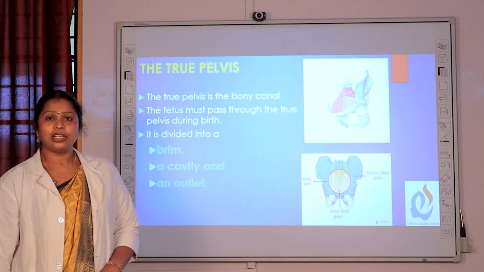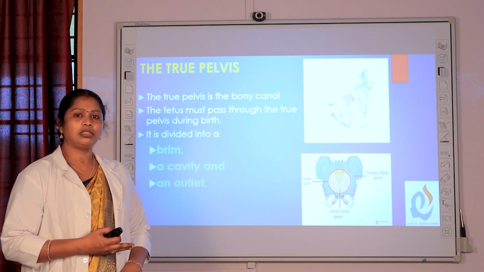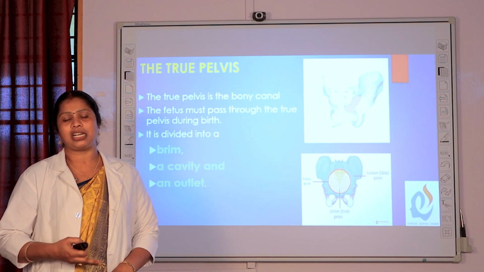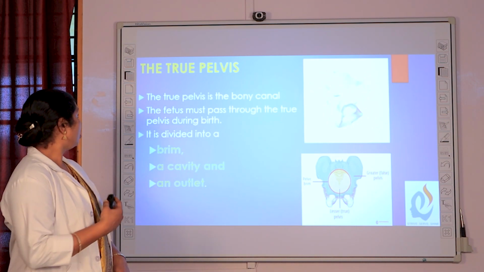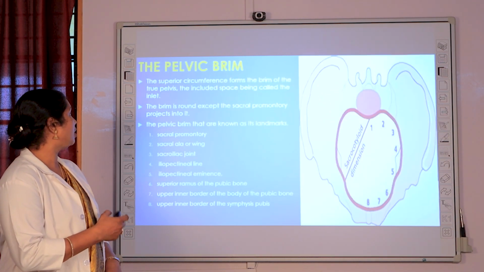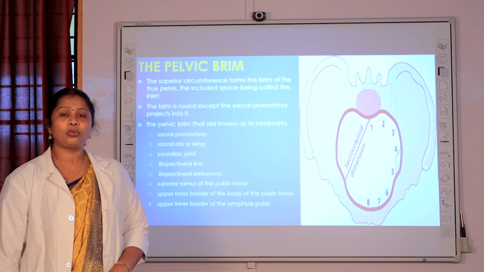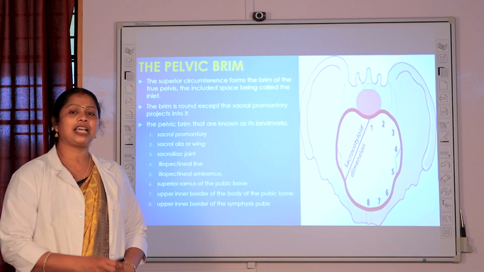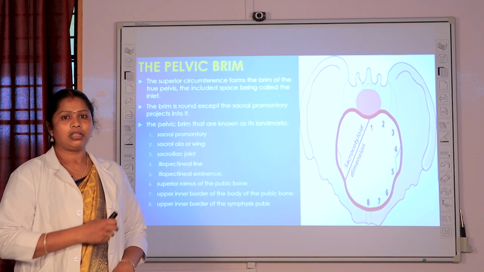The next one is the true pelvis. Below the brim, the cavity and outlet portion is called the true pelvis. It is divided into brim, cavity and outlet. The brim is the superior part of the pelvis. It has the 8 landmarks for the pelvis.